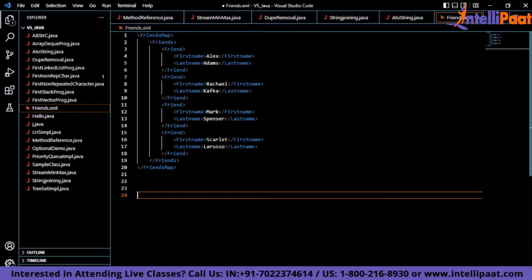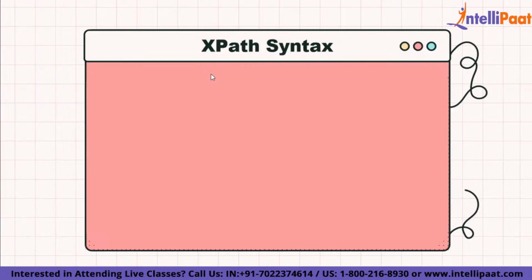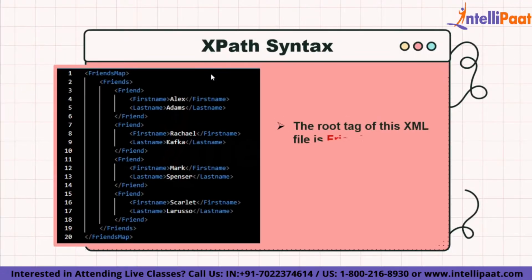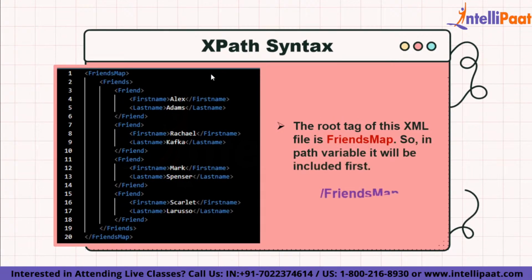Now suppose I want to access a certain record of this list. Then how can I do that? Well, as per our discussion, this is the part where XPath steps in. Now for this particular file, the root tag is friendsmap, as you can see on your screens, right? So it will be the first one to get inserted into our XPath syntax variable.